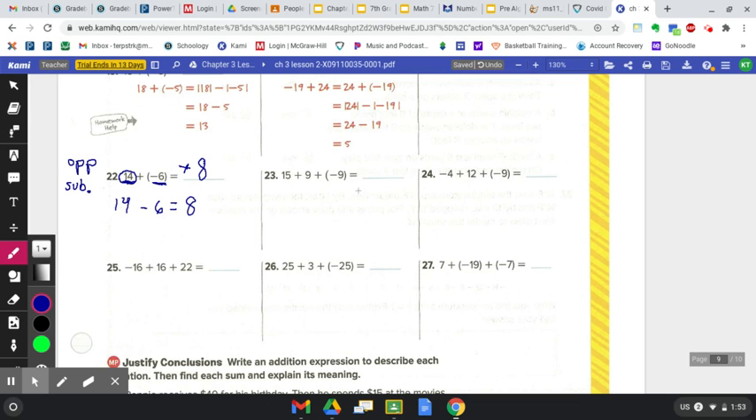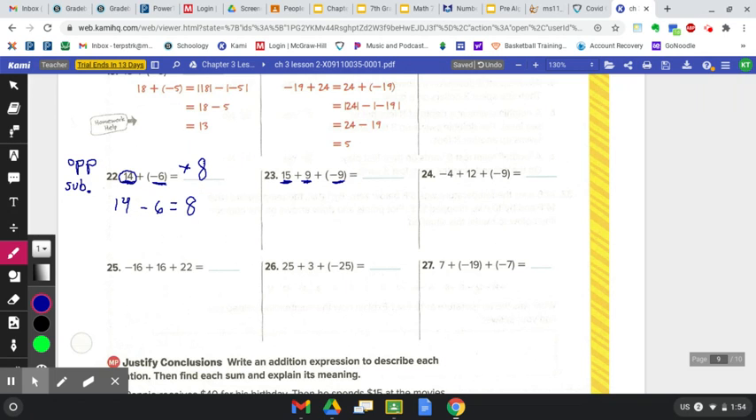Looking at adding 3 numbers. Remember, when adding, the order does not matter. So it doesn't matter if I add these two first, or if I add these two first. I could even go first and third. With addition, the order doesn't matter. So when I look at this, I see a positive 15, a positive 9, and a negative 9.